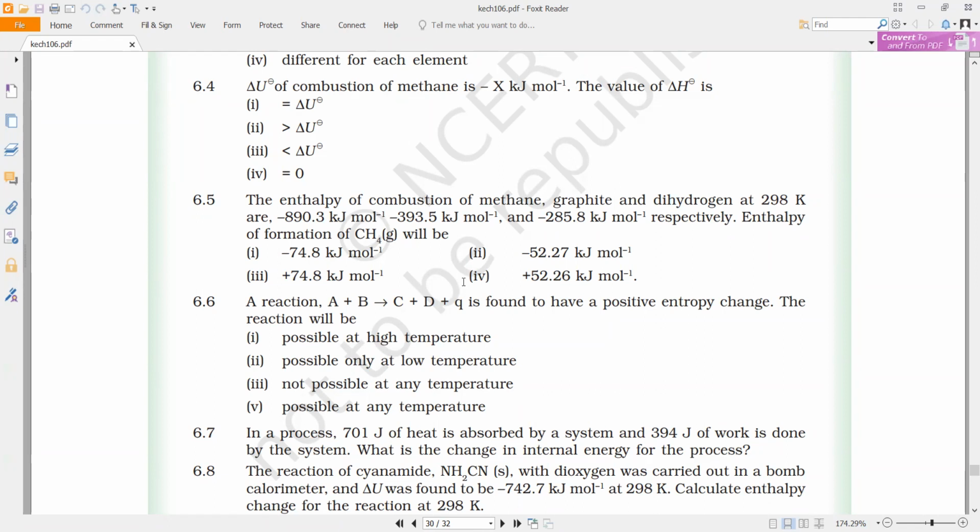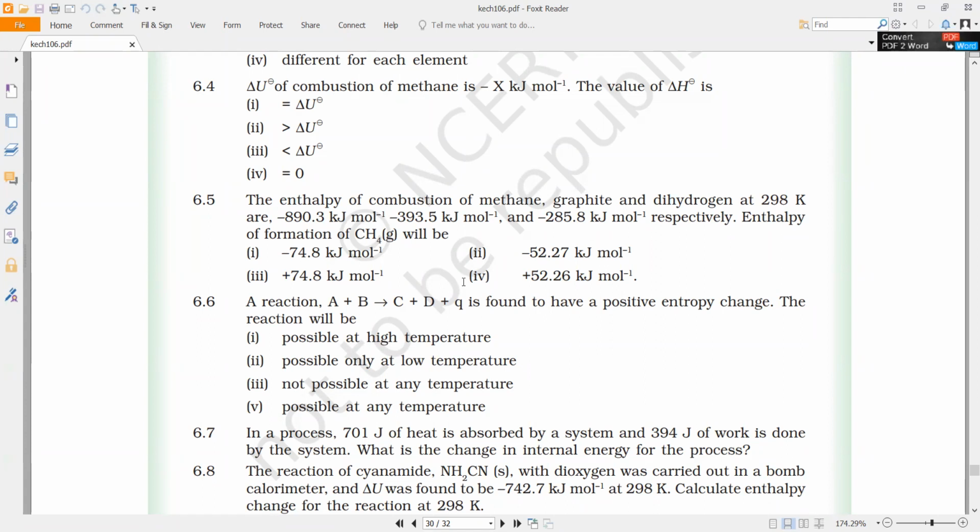And what is given in the question? Combustion of methane is minus X kilojoule per mole. Yeah. So they have given delta U, right? So have we not learned the relationship between delta H and delta U? Yes, sir. Okay. So it is somewhere there in your notebook, right? Yes, sir.